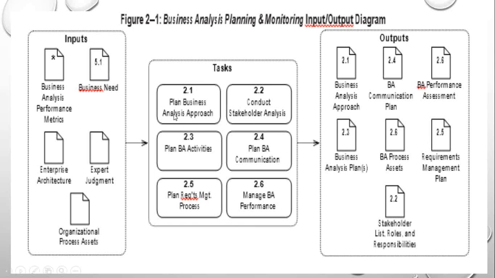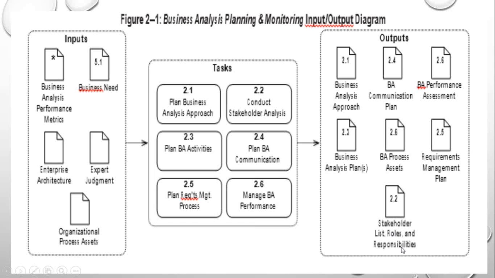What are the activities? Plan business analysis approach. All these activities we are going to read in detail. Let's understand the output. Once we take this input and perform these activities, we have the output like the business analysis approach. We get the approach, how to proceed. Then we have the stakeholder list, roles, and responsibility.